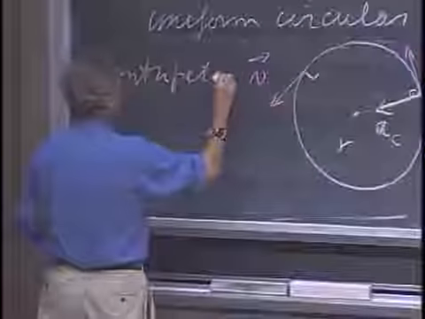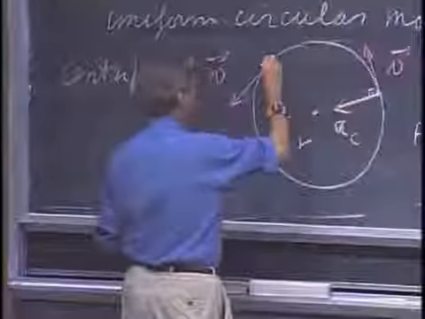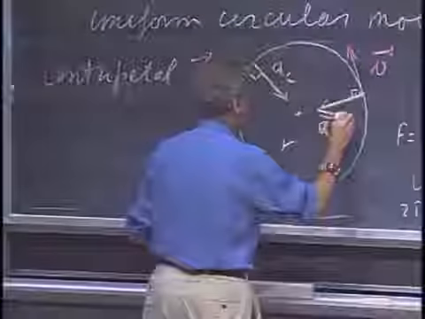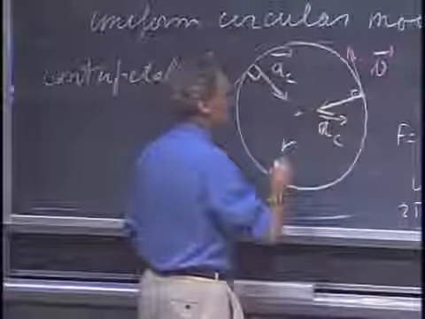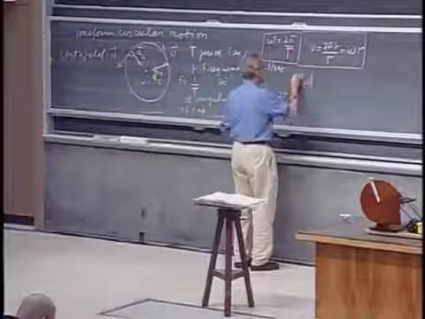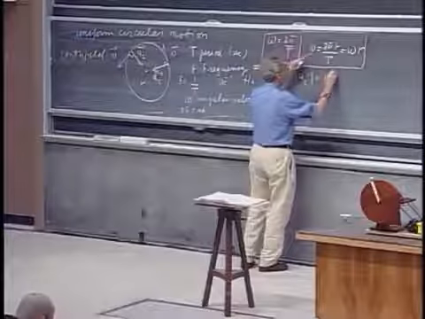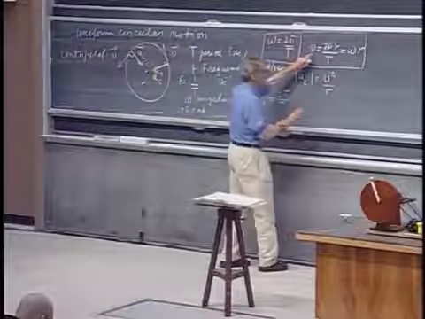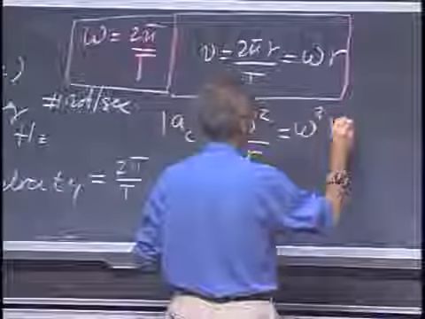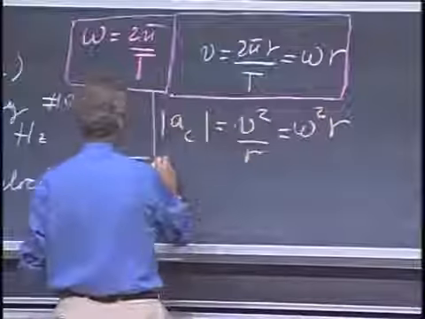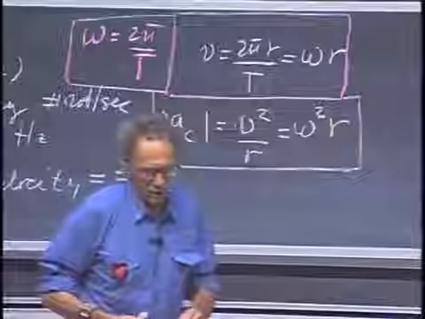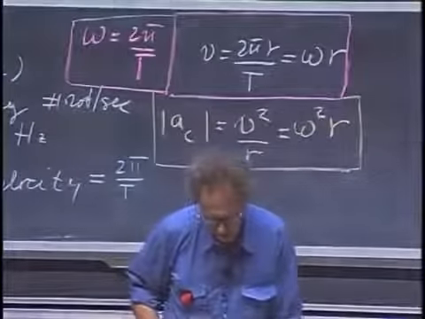Centripetal, pointing towards the center, and here it's also pointing towards the center. It's a vector. And the magnitude of the centripetal acceleration equals v squared divided by r, which is this v, and therefore it's also omega squared r. And so now we have 3 equations, and those are the only 3 you really would like to remember.